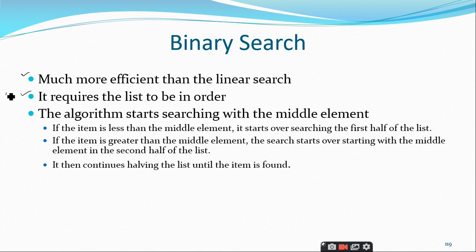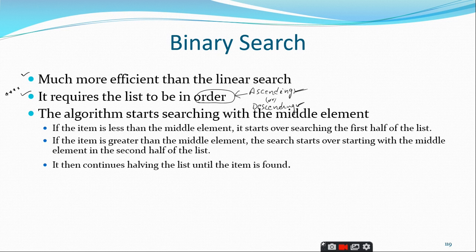And the second, very, very important point regarding the binary search is that the given list of elements for which you want to implement the binary search should always be in sorted order. Sorted order means either you can take the ascending order or you can take the descending order. This is very important. So to implement the binary search, first of all, you have to look for a list of elements which are in sorted order.